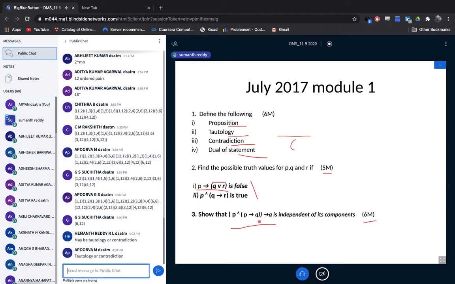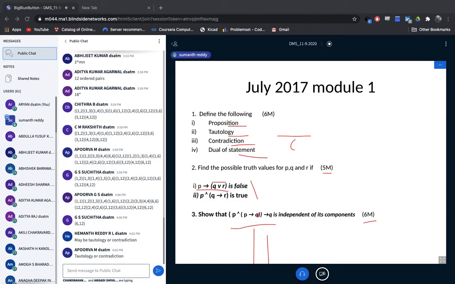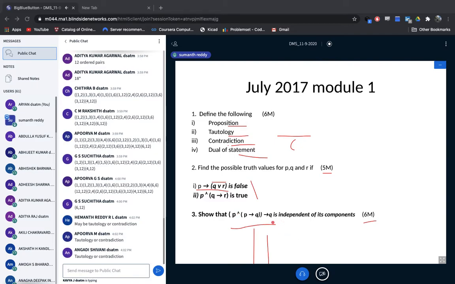Okay, so what he means is that it will be always 0 or always 1, irrespective of the individual propositions P and Q. So the final answer of this will be either a tautology or a contradiction, right? So in this module, 6 plus 6, 12 marks, 12 plus 5, 17 marks. Out of the 40 marks, 17 marks you already know, right? So that is the end.